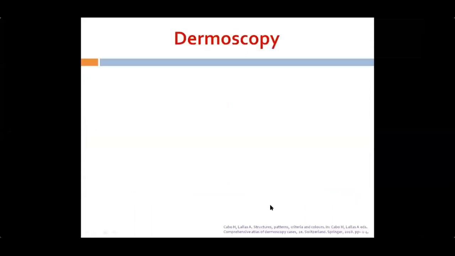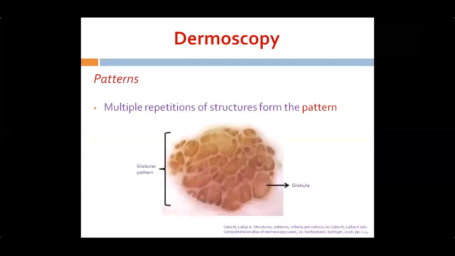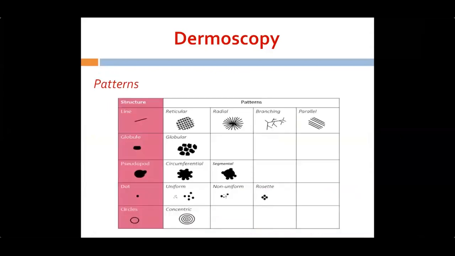Now coming to patterns, patterns are nothing but multiple repetitions of a structure. For example, here you can see the globule is a primary structure, and multiple repeats of the globules give a globular pattern to the lesion. Similarly, other structures can also have different patterns. For example, lines can be reticular, radial, branching, parallel, and pseudopods can be present circumferentially all around the clod, or they can be present segmentally. And similarly, the dots can be uniform sized or non-uniform sized, and can be organized in a definite shape like a rosette, and circles can be in the form of concentric circles.